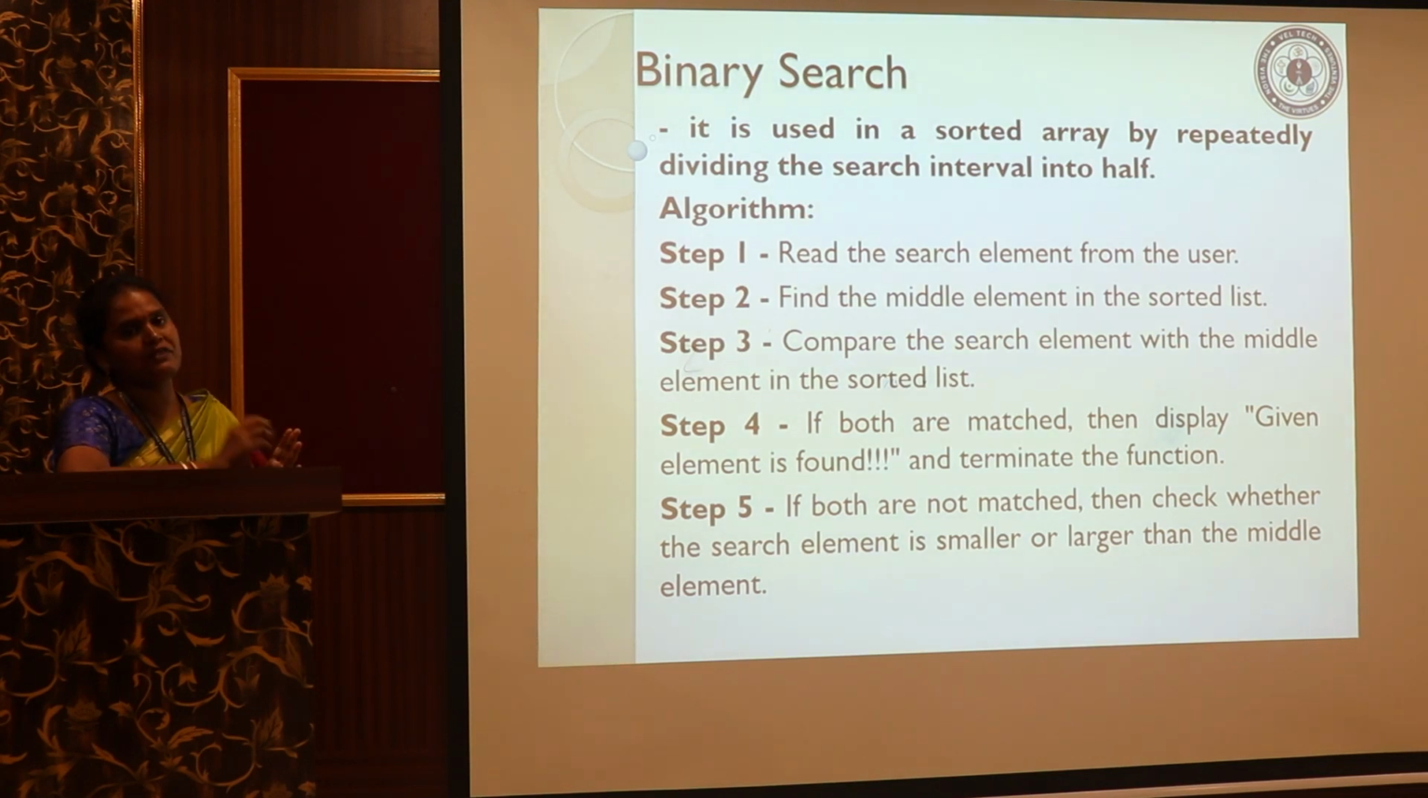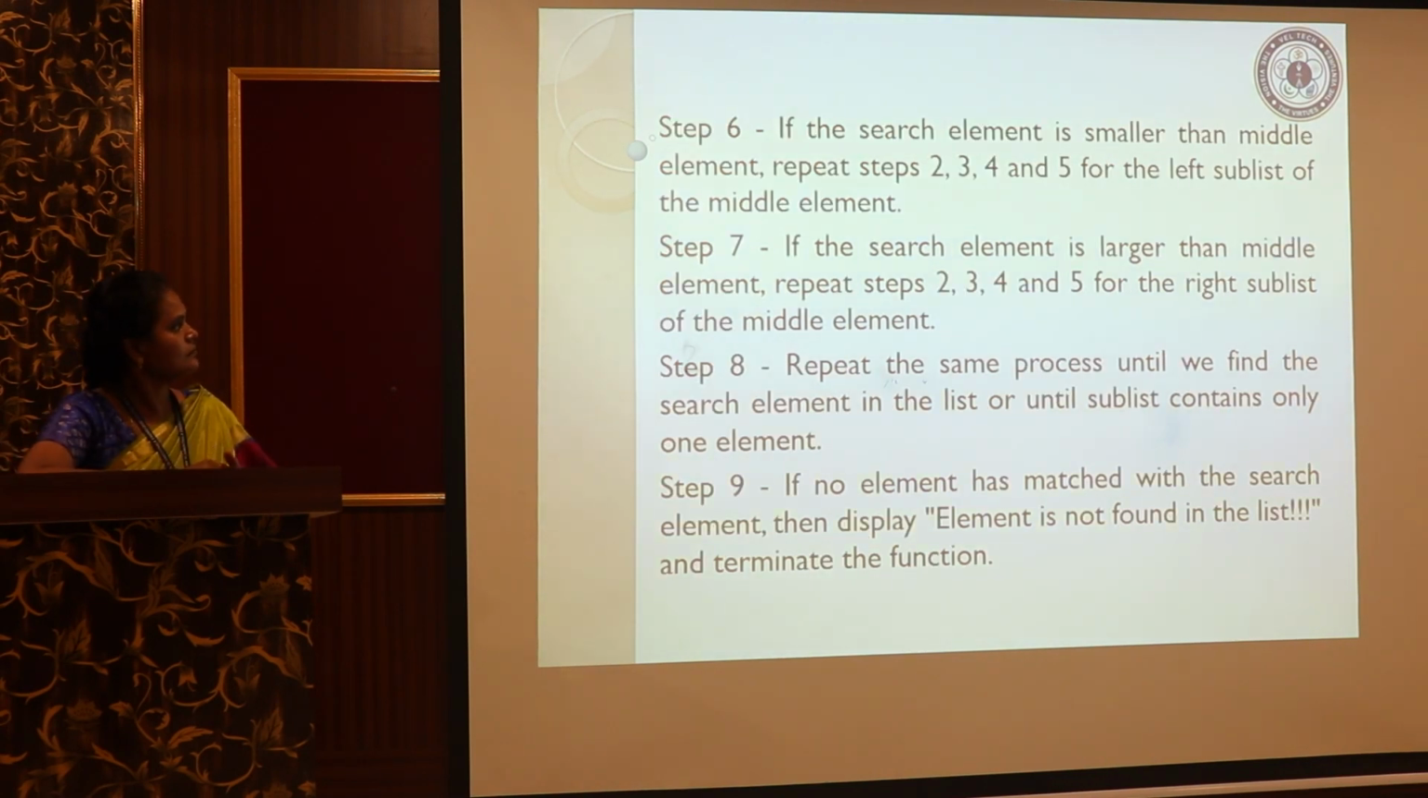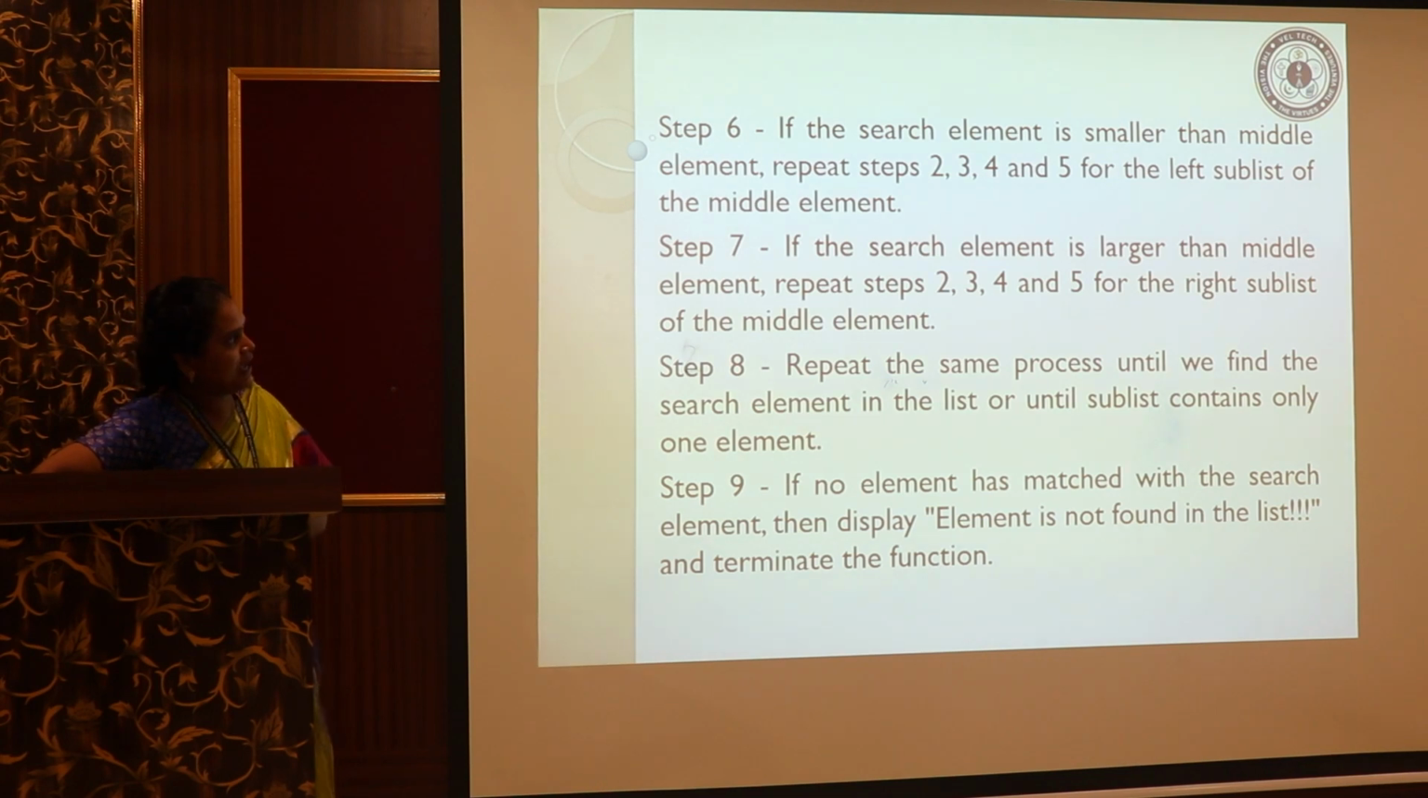And if the element to be searched is greater than the middle value, you move to the right side sublist, the right side portion of the middle element. You keep on doing this until we find the search element. So this is how we perform binary search, and these are the steps I explained in detail. If the element to be searched is not present in the list, you display that the element is not found in the list.